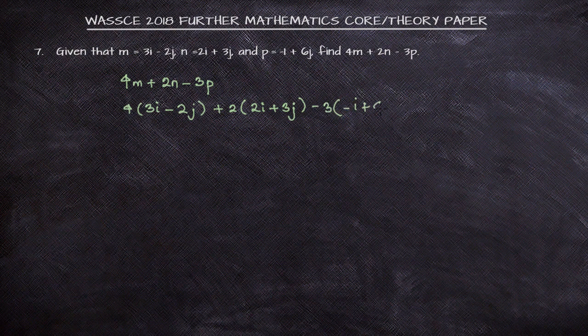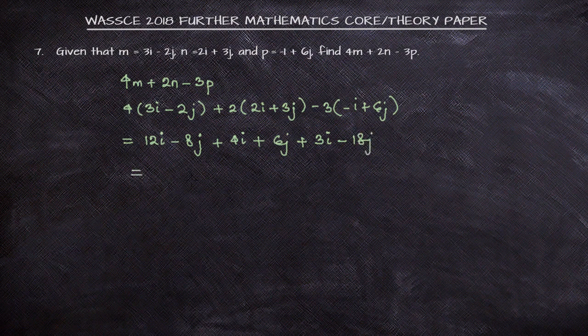And if you are to try and evaluate that, we can just open up our brackets so that we will have 12i minus 8j plus 2 times 2 is 4i. 2 times 3j will be 6j. Then now, minus 3 and minus i will be plus 3i, and 3 multiplied by 6j will be minus 18j.